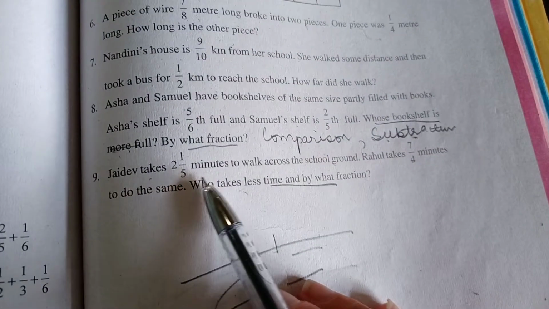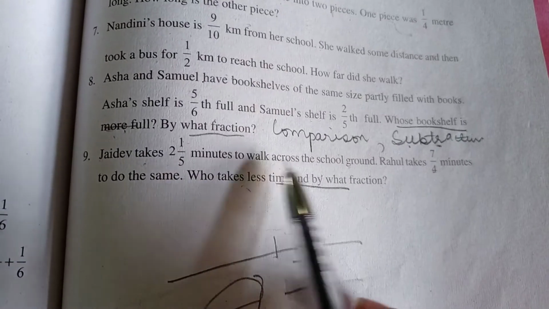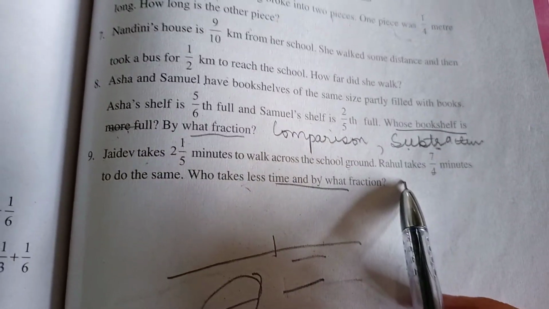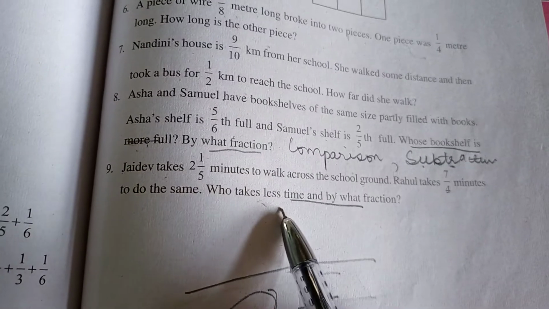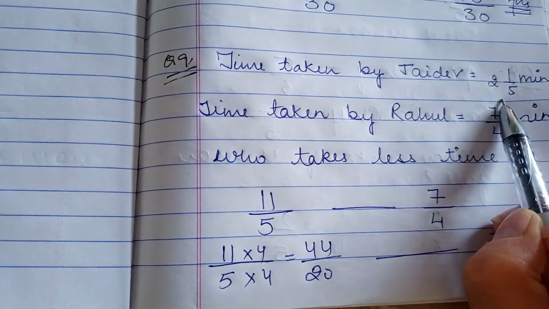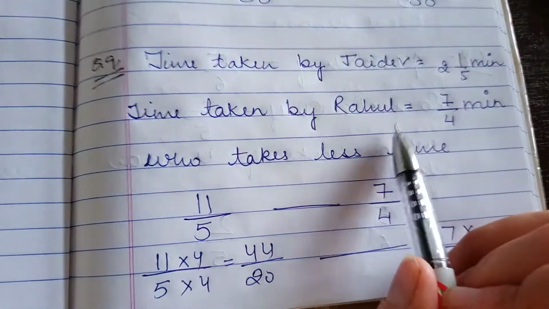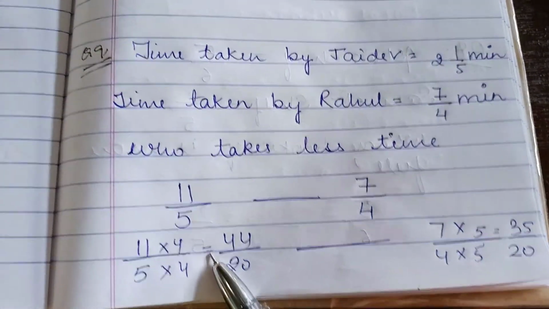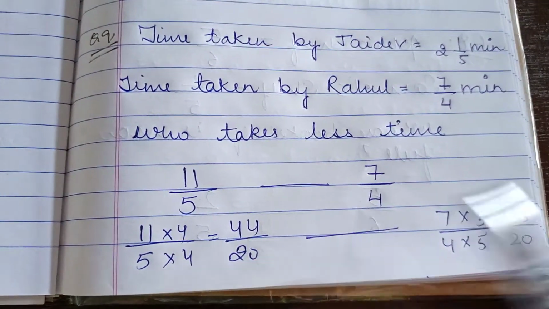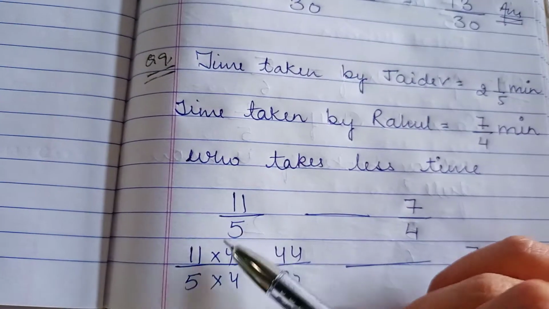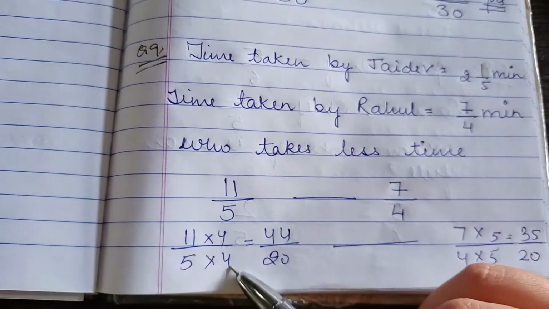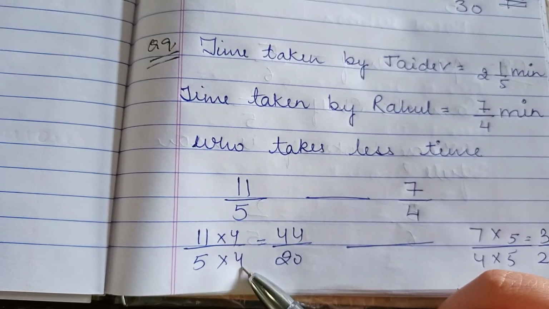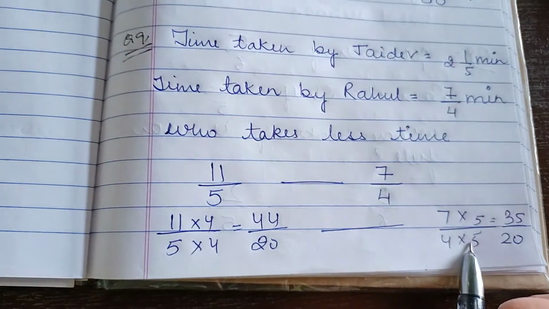Question number 9. Jaydev takes 2 whole 1 upon 5 minutes to walk across the school ground. Rahul takes 7 upon 4 minutes to do the same. Who takes less time and by what fraction? So time taken by Jaydev is 2 whole 1 upon 5 minutes. Time taken by Rahul is 7 upon 4 minutes. Who takes less time? Same method you will use in this question again. Make the equivalent fractions. We have to find the comparison. The LCM of 5 and 4 will come 20. Make the equivalent fraction by multiplying with the same number. Here also do the same thing.